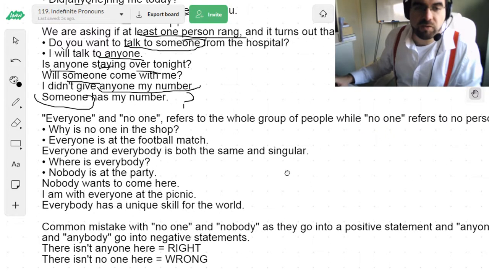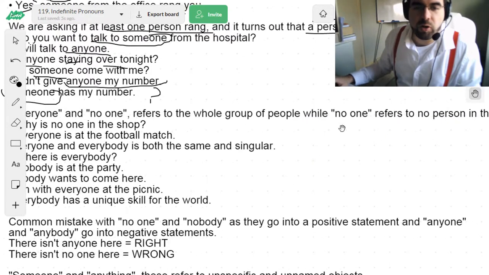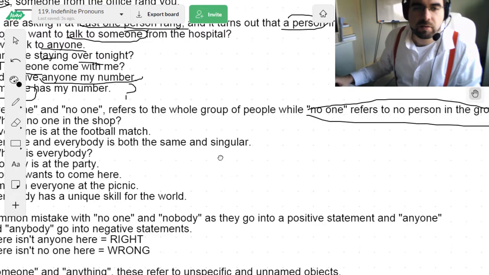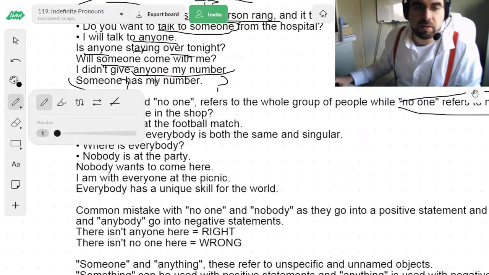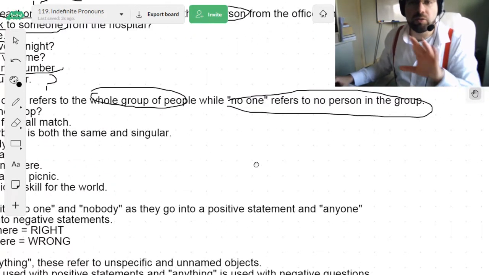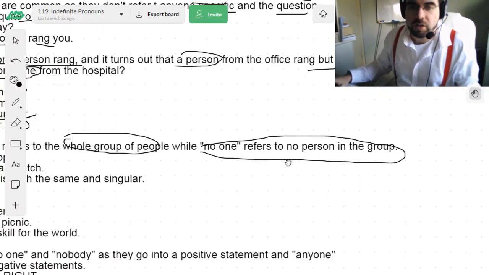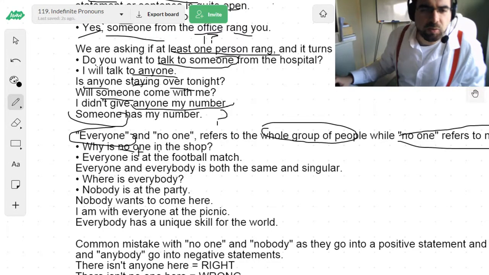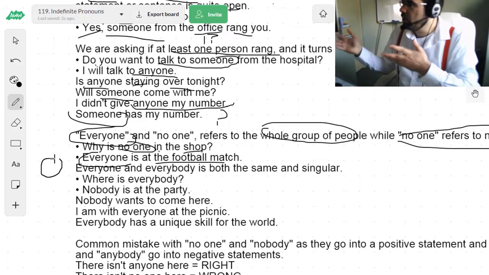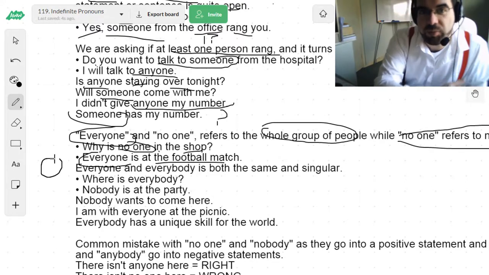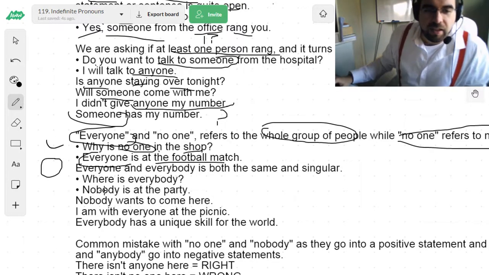But then look, we have everyone and no one. Everyone refers to a group of whole people, while no one refers to no one in the group. Everyone in the whole group, and no one in the group. There's no one here. There's no one at home. There's no one in the shop. Where is everyone? Why is no one in the shop? Everyone is at the football match instead. Everyone's in the stadium watching the football. Everyone's in the pub watching the football. Where is everybody?